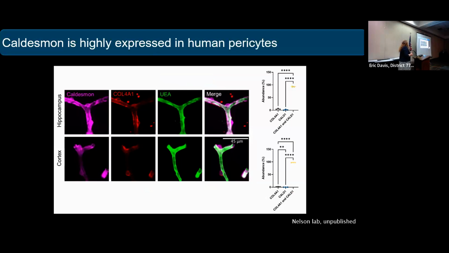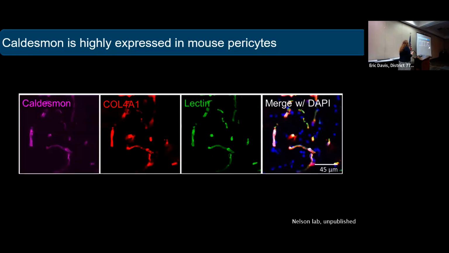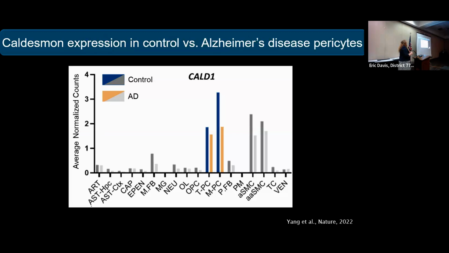So we found that caldesmin is highly expressed in pericytes in the human brain. That's what you see here in this purple color. Col4A1 is another pericyte marker. UEA stands for the underlying vessel, but caldesmin is highly abundant in pericytes. And we also see it's highly expressed in mouse pericytes.